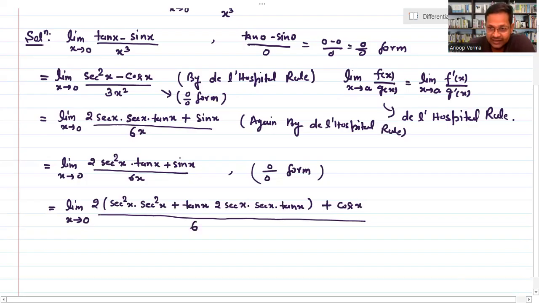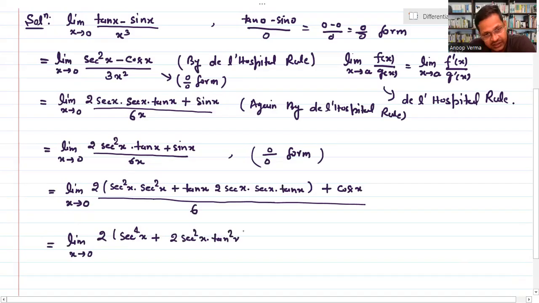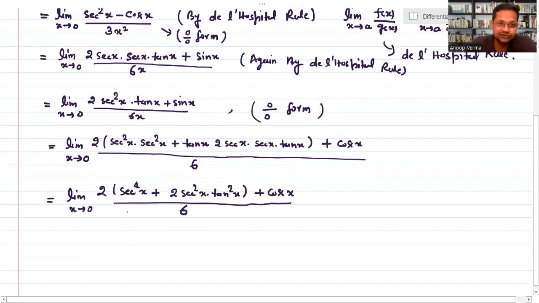Now you can apply the limit, with x equal to 0. In one step we can also simplify and write it a little. So it will be 2 sec to the power 4 of x plus 2 sec square x into tan square x, and plus cos x, divided by 6. So now you can put x equal to 0 here.